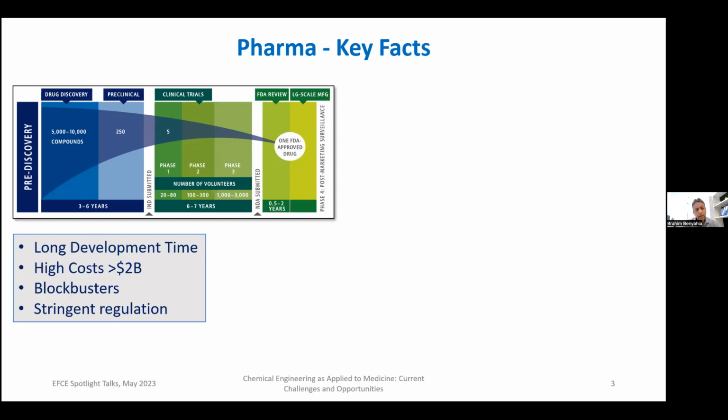It used to be focused so much on blockbusters, and we thought that the era of blockbusters had ended, but now it's getting back, particularly post-COVID. And particularly what is also important in pharma, it's really stringent in terms of regulation. We have to pay a lot of attention to drug safety and efficacy.